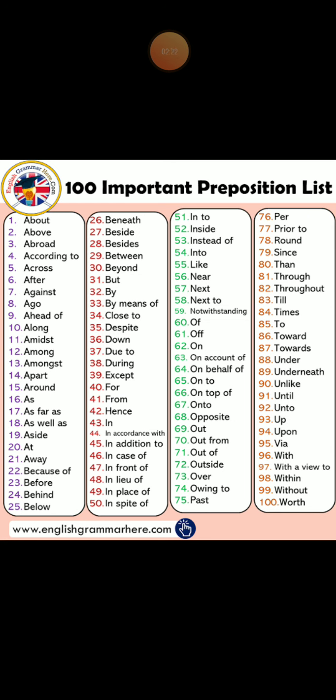The examples of simple prepositions, as we know, are at, by, of, for, in, on, off, out, till, to, up, with, through, etc. These are simple prepositions, which consist of only one word.